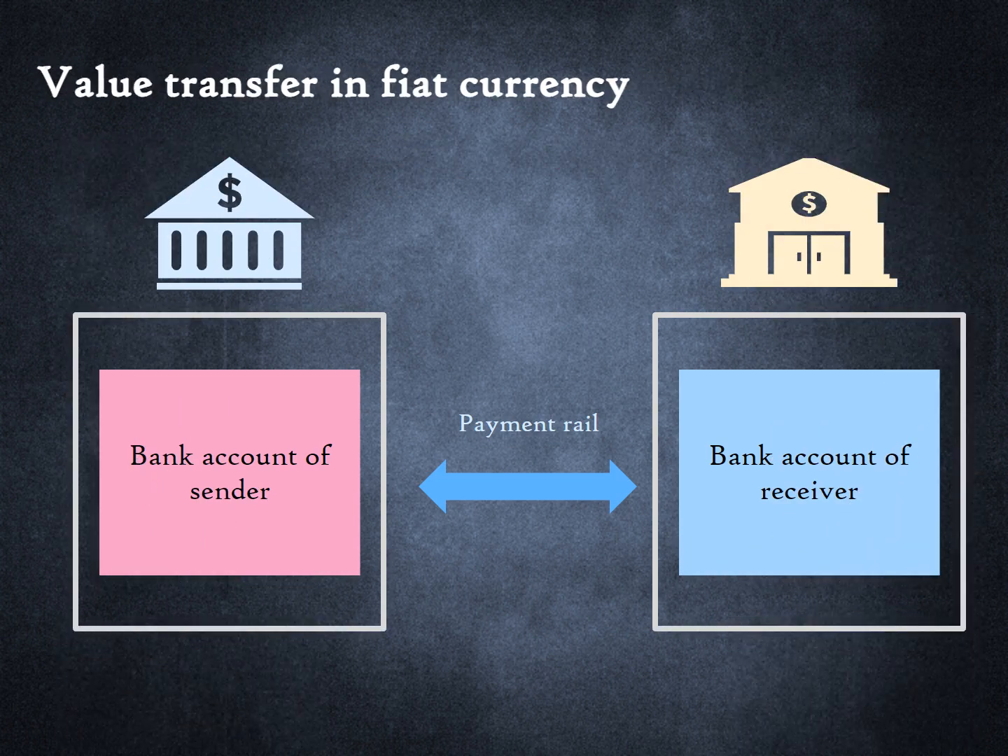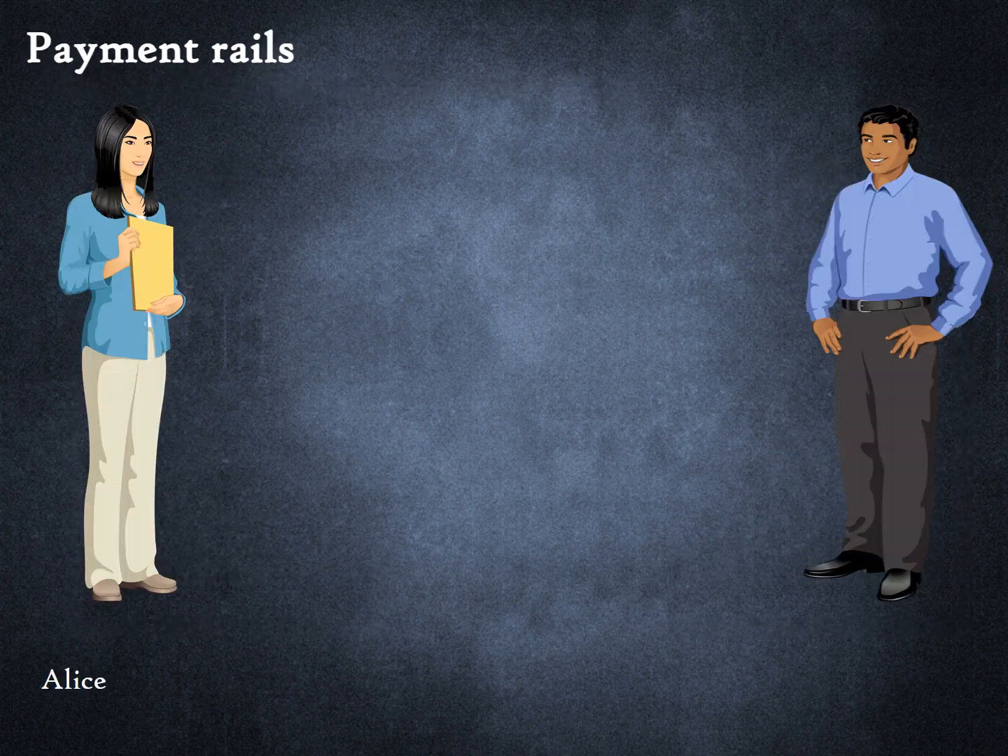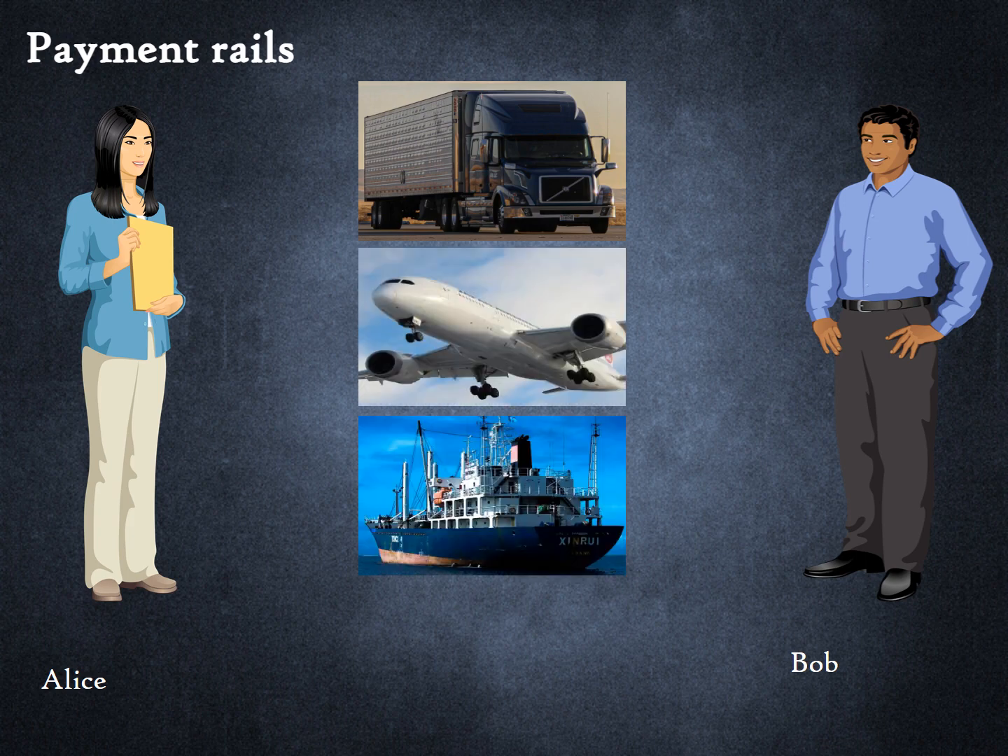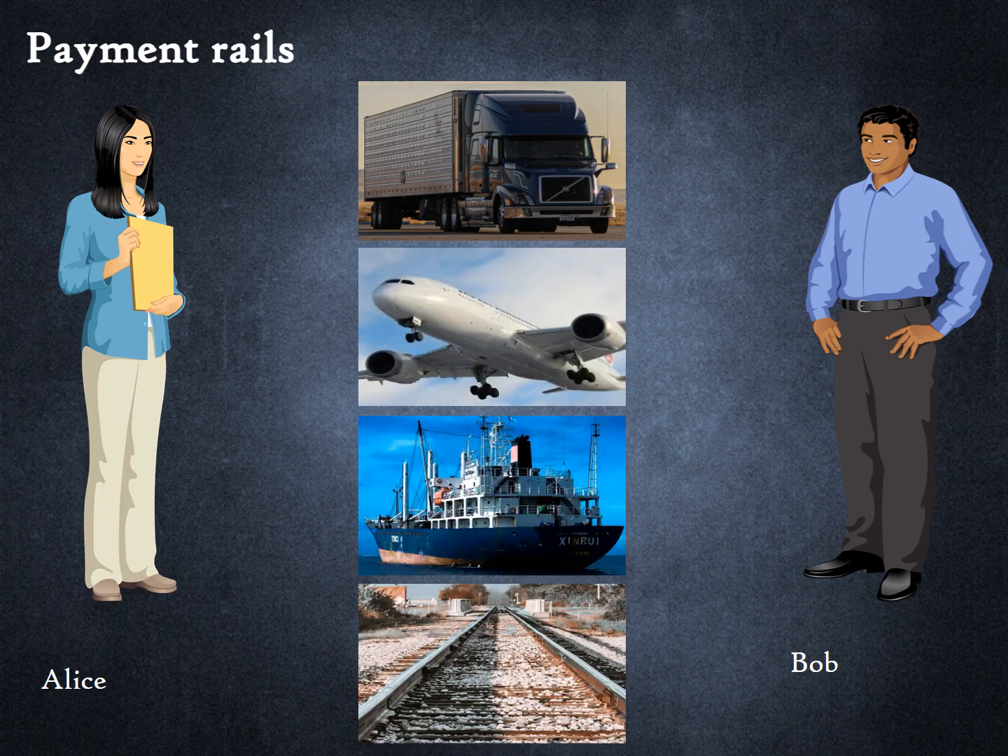In the traditional system, the bank account of the sender and the bank account of the recipient are held within the databases of 2 banks, each of which is a walled garden. Payment rails are needed to connect them. Imagine if instead of a payment, Alice was sending a package to Bob. The package could be transported to Bob via road, air, ship or rail. While Alice may not know which modes of transportation the courier company used, she feels the impact in terms of cost and delivery time. Payment rails are analogous to these transportation methods.